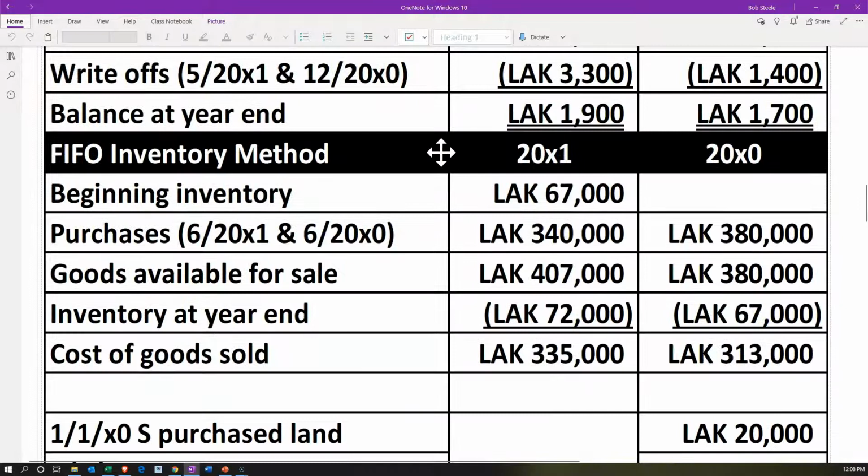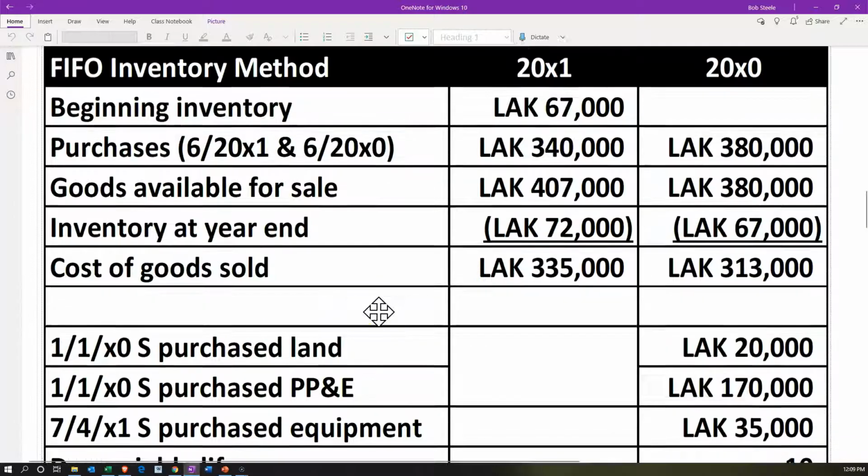We've got the first in, first out inventory method that we'll be using, and then the cost of goods sold calculation to give us the detail on the inventory as well as the cost of goods sold: beginning inventory plus purchases, cost of goods available for sale, and then subtracting out the ending inventory. That's going to give us our cost of goods sold.